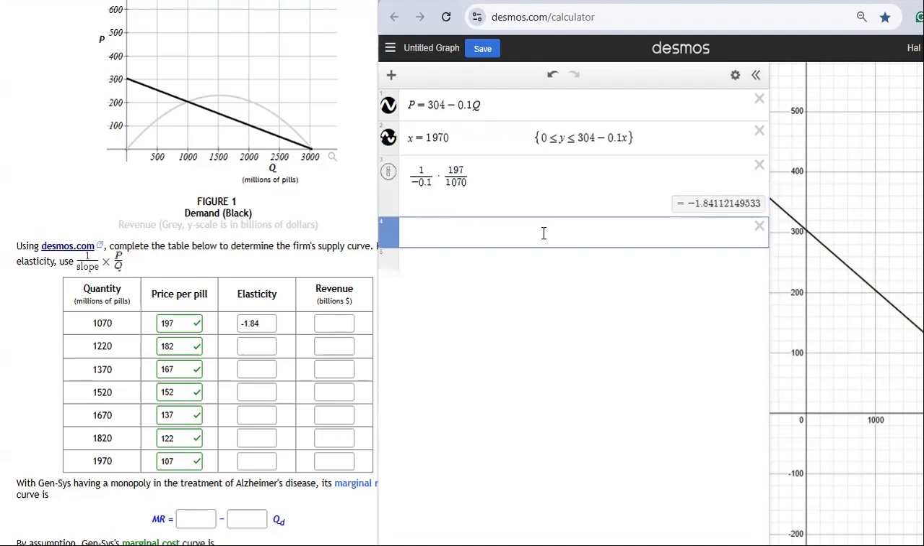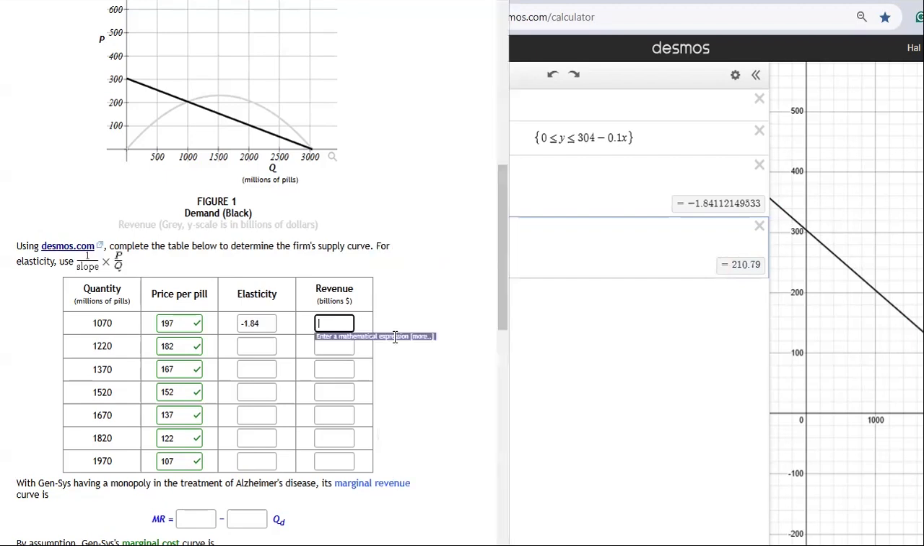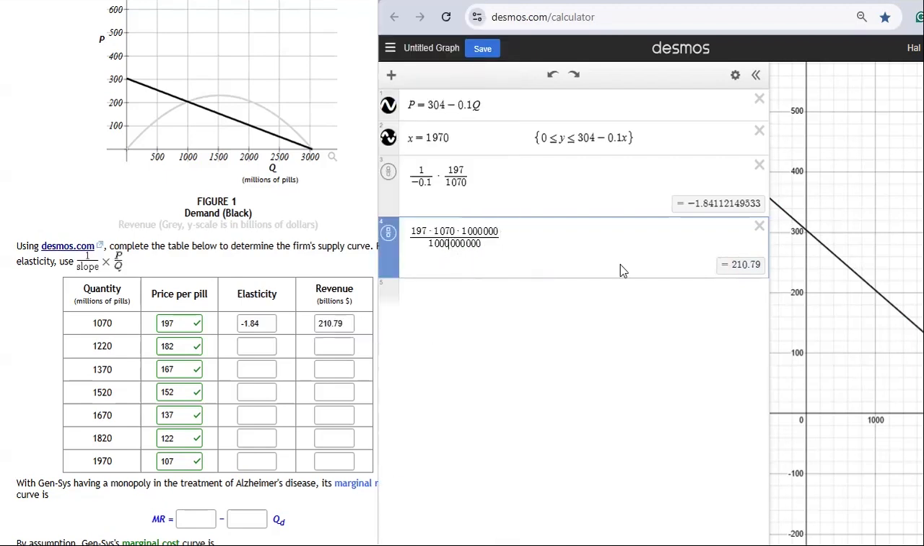At the same time, I'm going to calculate the revenue. And the revenue is 197 price per pill. We're going to multiply that by the quantity, which is 1,070. But it's not really 1,070. It's 1,070 times 1 million, because 1,070 is in millions. But then I want to report revenue in billions of dollars. So I'm going to divide this whole thing by 1 billion. Okay, so now the revenue is in billions of dollars, $210.79 billion.